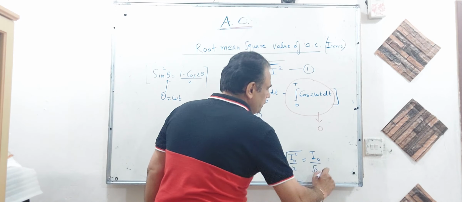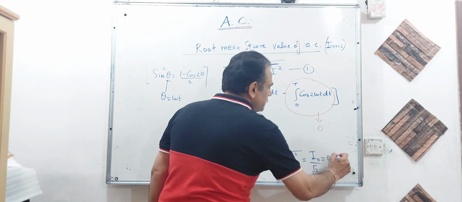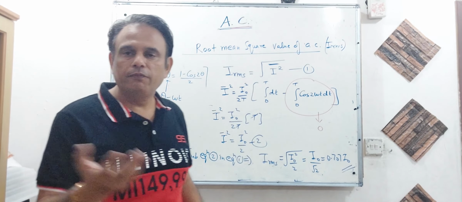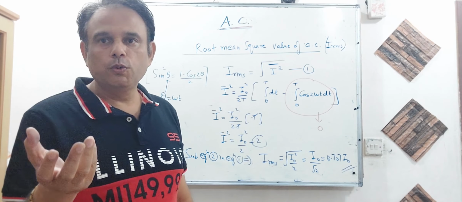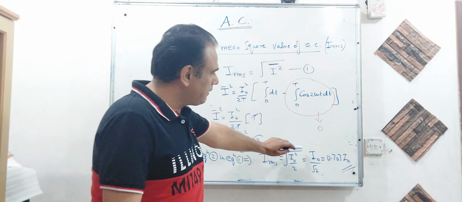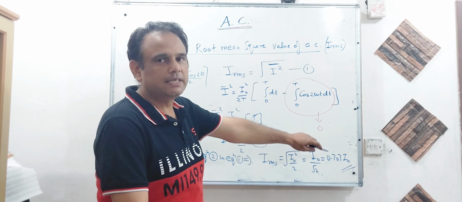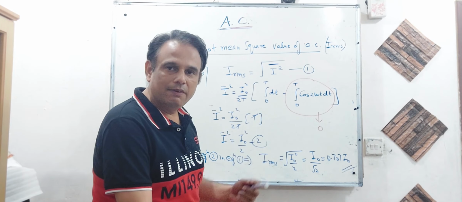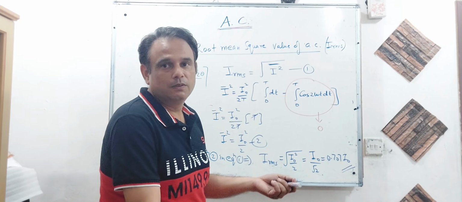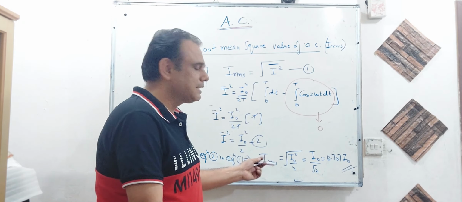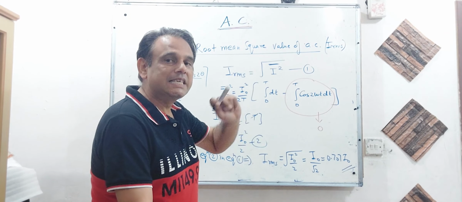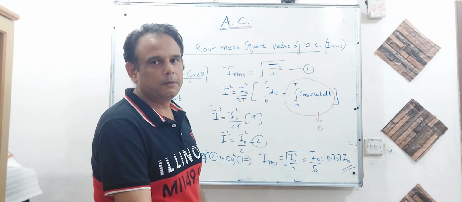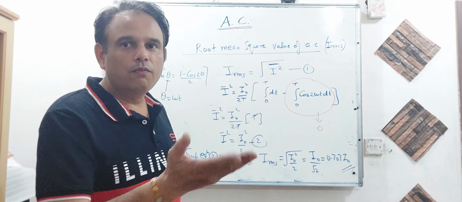And 1 by root 2 is 0.707. 1 by root 2. Root 2, you know, is 1.414. The value of root 2 is 1.414. So when you divide 1 by root 2, you will get 0.707 I0. So IRMS equals 70.7% of I0. So IRMS is less than I0, which is 70.7%. This formula is very, very, very important for numerical purposes. IRMS and I0, how we relate.